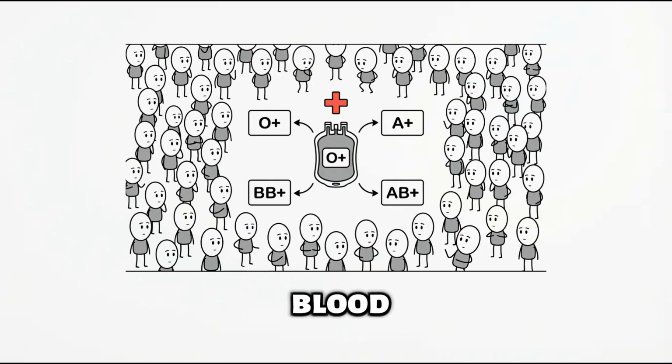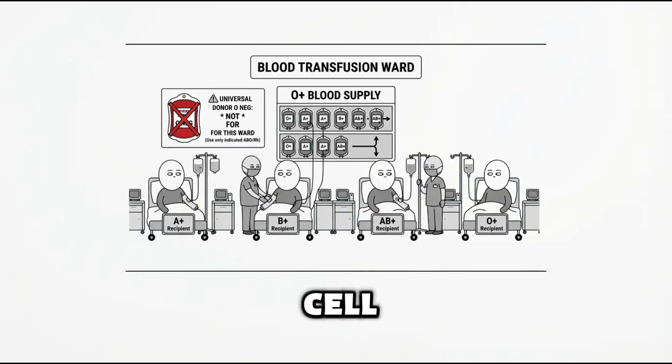O plus red blood cells can be given to people with O plus, A plus, B plus, and AB plus blood. This makes O an important red blood cell source for a large proportion of Rh-positive patients. But O plus is not the universal donor.